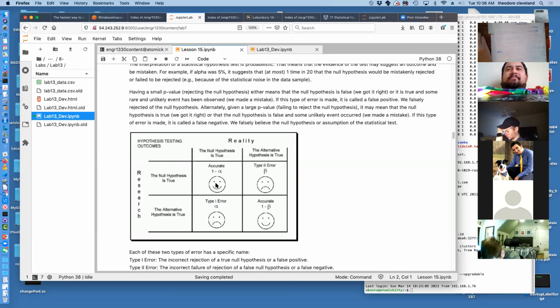1 minus alpha percentile times, that conclusion will agree with what's actually correct. Beta times, that conclusion will be incorrect. We'll conclude that the null hypothesis is do not reject, when in fact we should have rejected it. We will conclude the alternative hypothesis is true 1 minus beta percentile times. And we will conclude the alternative hypothesis is true when in fact it's not, alpha times.